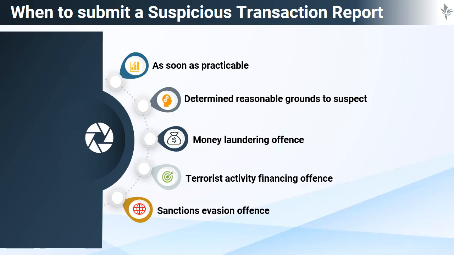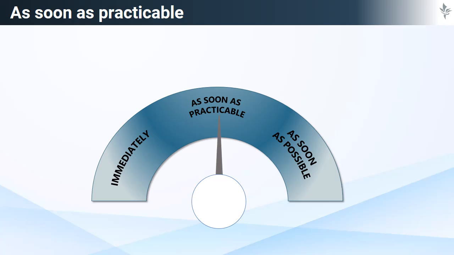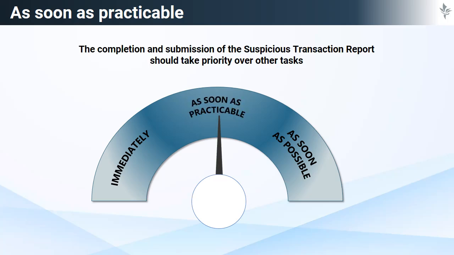Let's look at what "as soon as practicable" and determining reasonable grounds to suspect means. As soon as practicable is the time period in which a suspicious transaction report must be submitted to FINTRAC. This time period falls in between immediately and as soon as possible. Given its importance, the completion and submission of the suspicious transaction report should take priority over other tasks regardless of your role in your organization. Therefore, you must complete the report promptly, taking into account the facts and circumstances of the situation.